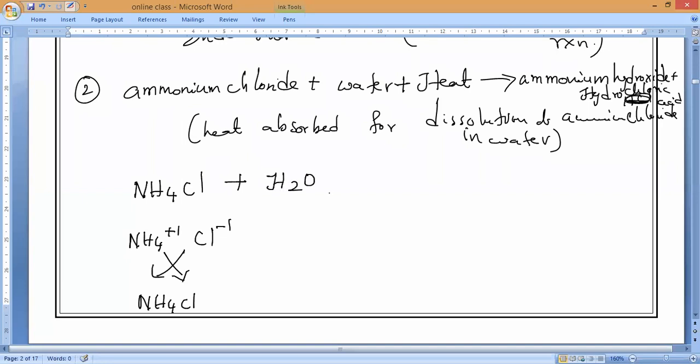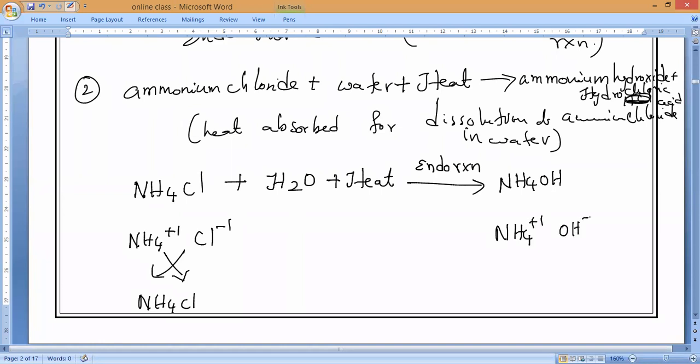Next, water. What is the formula of water? H2O. So it will take heat. It is an endothermic reaction. Yes or no, Mukesh? Speak. Open the mouth. Yes, sir. Reaction. We used to get ammonium hydroxide. Ammonium hydroxide, what is the formula? Anybody? NH4OH. NH4 plus 1 and OH is what? Minus 1. Remember, minus 1.